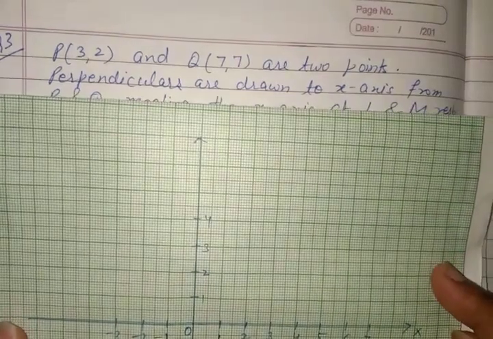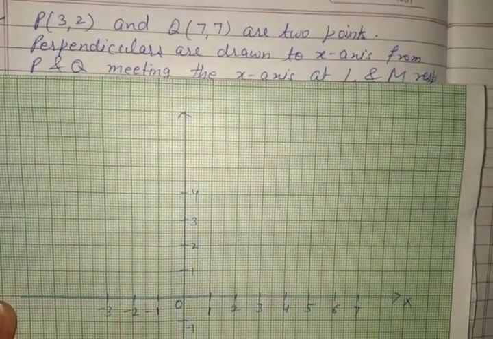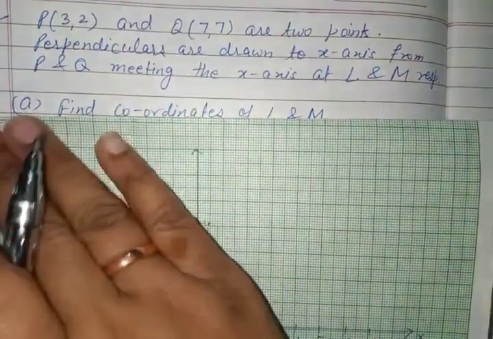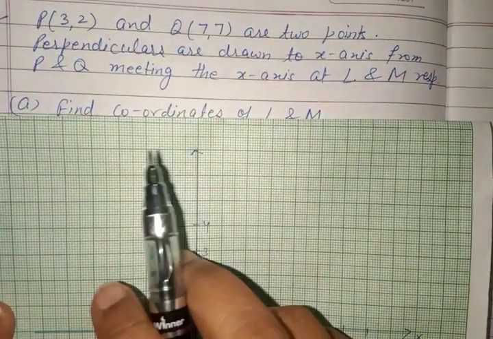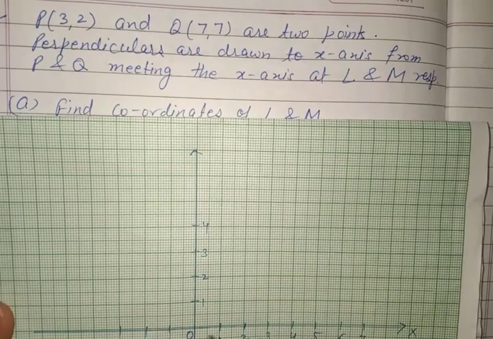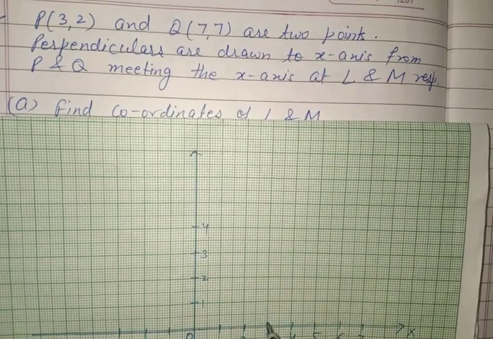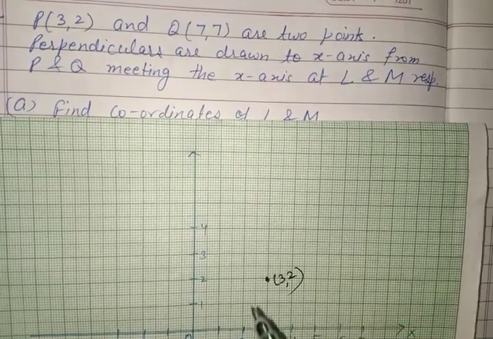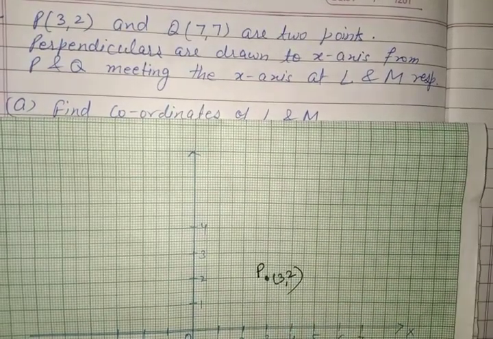Question says point P and Q. P and Q are 2 points. So first of all we will draw P and Q. P is 3,2. So this is 3 of x and 2 of y. This point is 3,2 and we will name it as P.